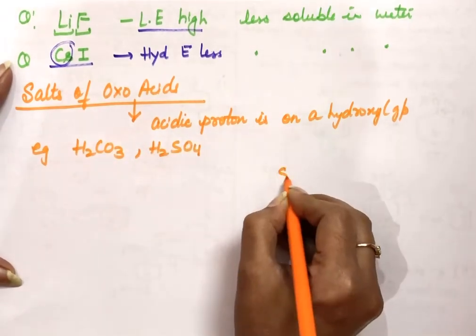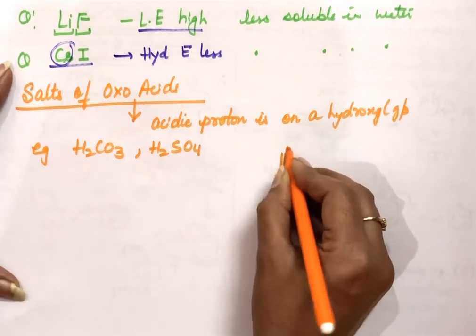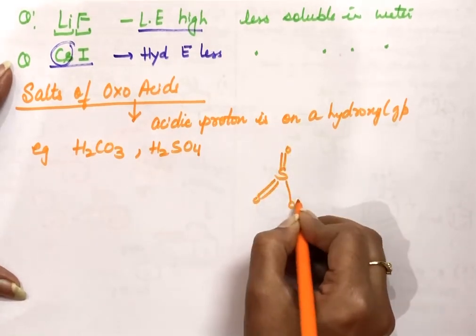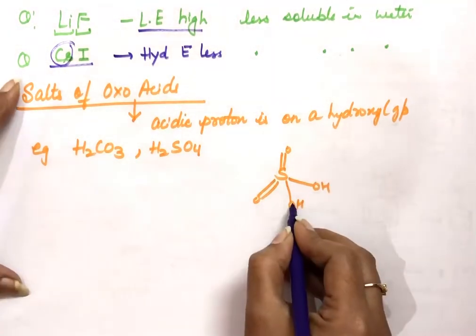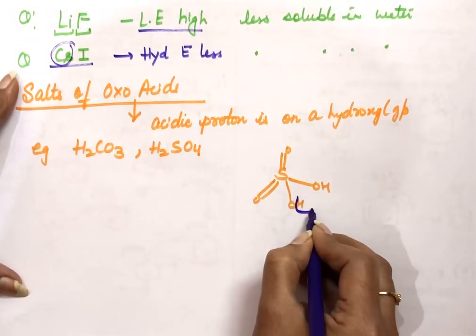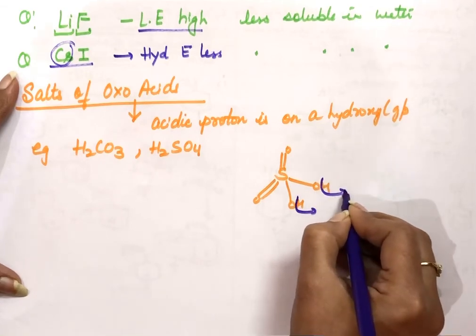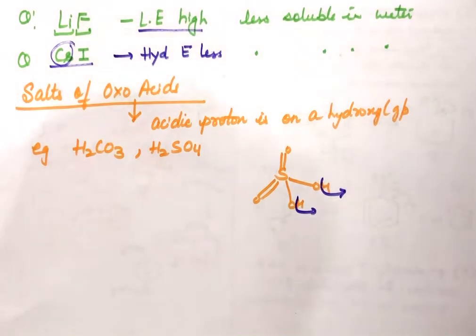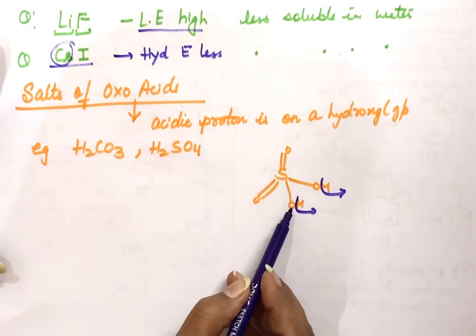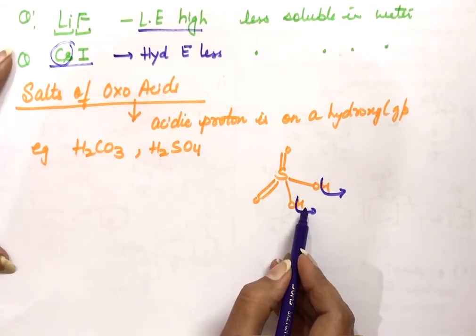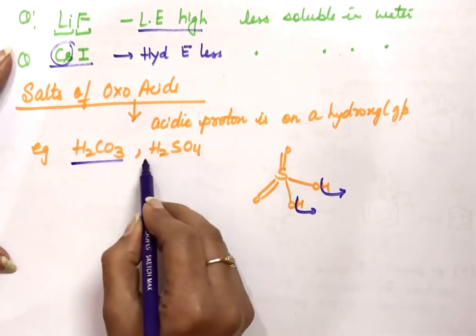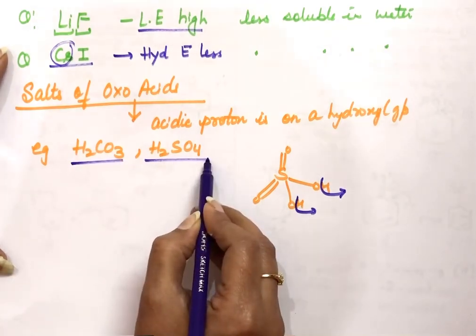Like if I draw the structure of sulfuric acid, it's like this. Both these hydrogens are present as OH, not as H. It's not H only, it's OH. And only those hydrogens are replaceable which are present as OH. So these kinds of acids in which OH is there, and that H of OH is responsible for its acidic nature, those acids are known as oxoacids.